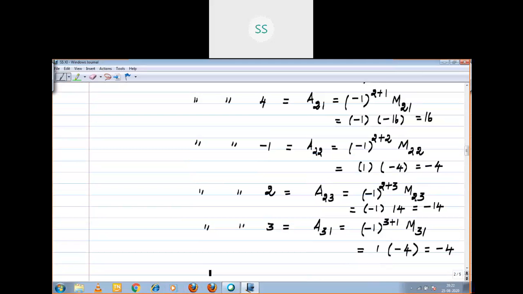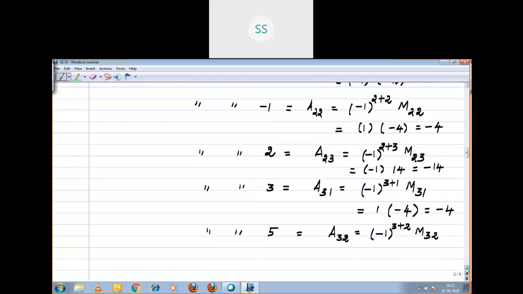Next, cofactor of 5. That is third row, second column. Minus 1 the whole power 3 plus 2, M32. Minus 1 the whole power odd integer, so you get it as minus 1. What is your M32? M32 is minus 6. So your answer is plus 6.